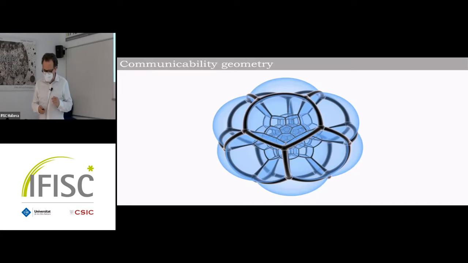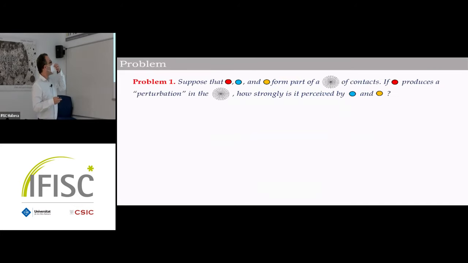First of all, let me start with a short motivation. Suppose that you have three different nodes forming a network of contacts. Now suppose that one of these nodes, which I am marking here in red, produces a perturbation. Be open-minded about what perturbation means. I'm not talking about any specific perturbation or physical process, because what I am going to concentrate on is the topological influence that the network has in the transmission of this perturbation.